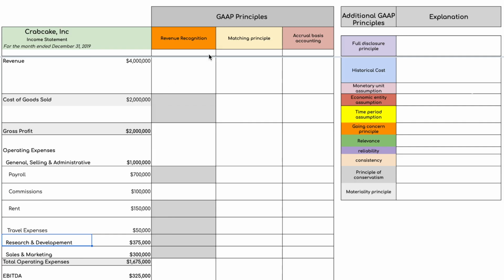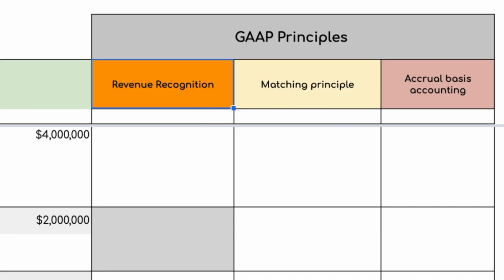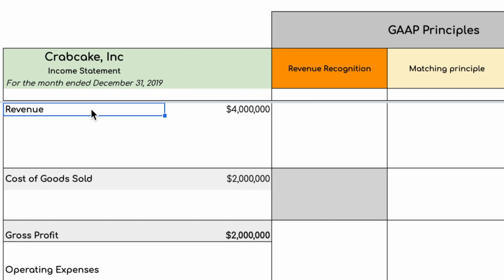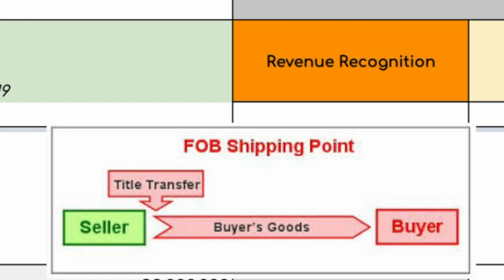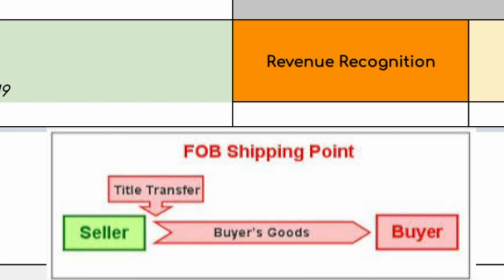So what we'll do is map each of these GAAP principles to each of the line items on the income statement. So for example, for revenue, the first GAAP standard that will apply is going to be revenue recognition. So how does this apply? Basically, for revenue, we only record revenue when we earn it, right? And the way that we earn revenue is, for example, if you're selling a good, then it's based on the transfer of risk. So this is usually something that's listed in the invoice. When does the risk of having this inventory transfer? Sometimes it will say shipping point or delivery point. So basically, this is the transfer of title.